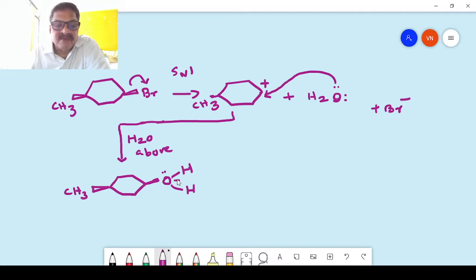There is a plus charge over here. Correct? So this is the product which we are getting from the nucleophile attacking from above there. Okay. Now what happens here? That is, now two steps are over. Now in the SN1 mechanism there will be a proton transfer here.